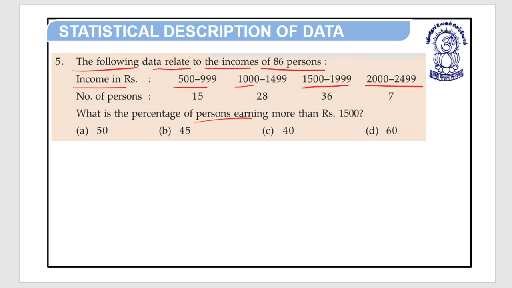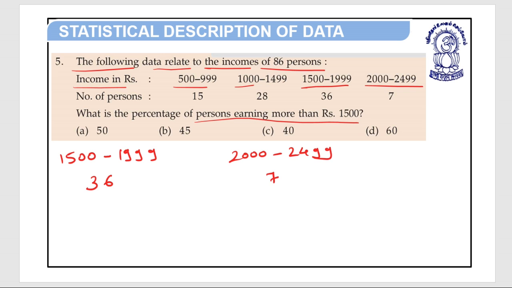What is the percentage of persons earning more than rupees 1500? More than rupees 1500. So 1500 to 1999, and the number of persons is 36. 2000 to 2499, so the frequency is 7.